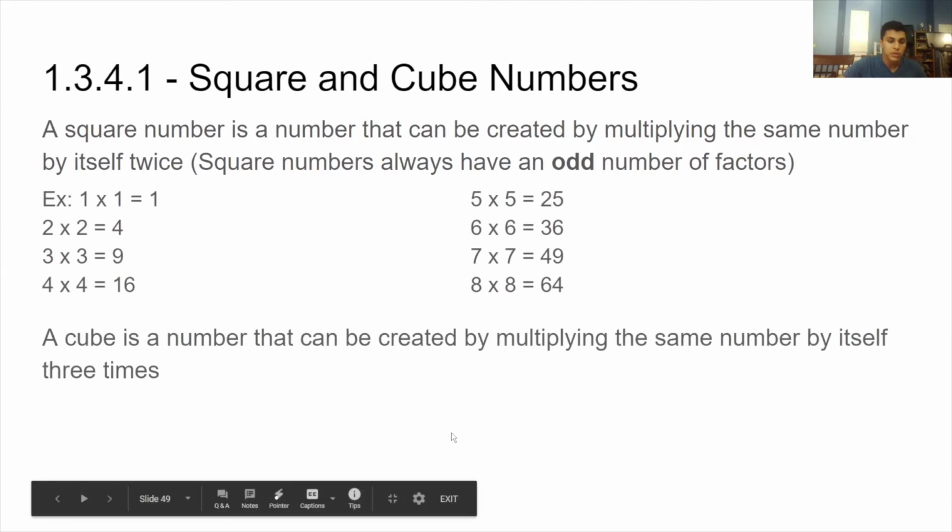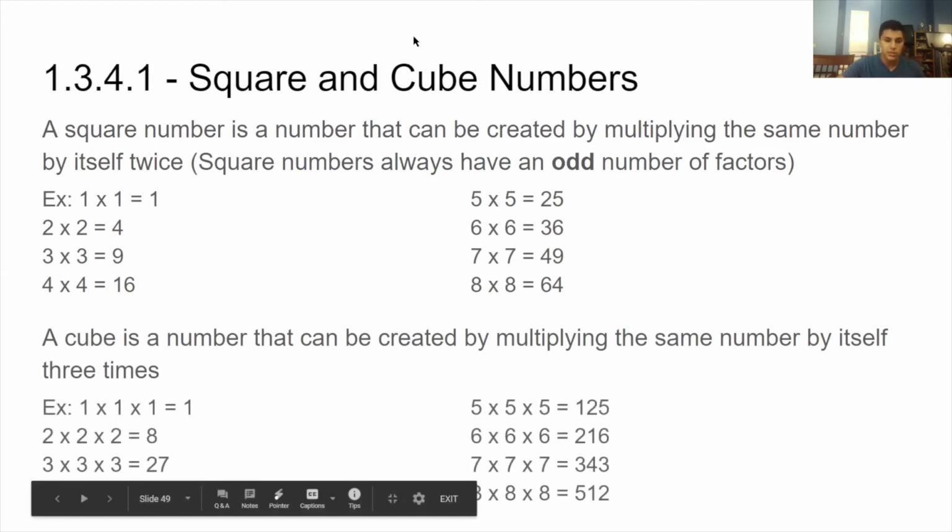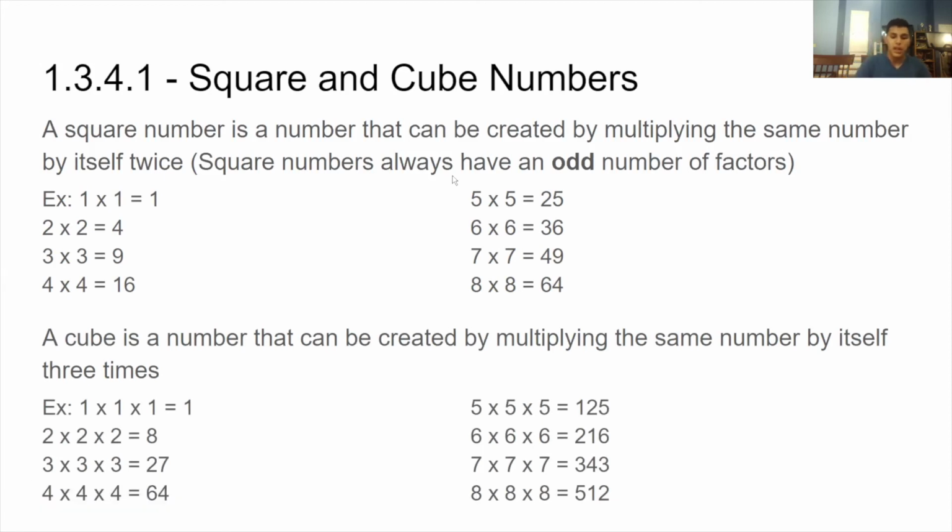Then we learned about cube numbers, which are the cousin of square numbers and can be created by multiplying the same number by itself 3 times. And then we looked at some examples of cube numbers. You probably can't see the ones at the bottom, sorry. All the way up to 512, which is the 8th cube number.